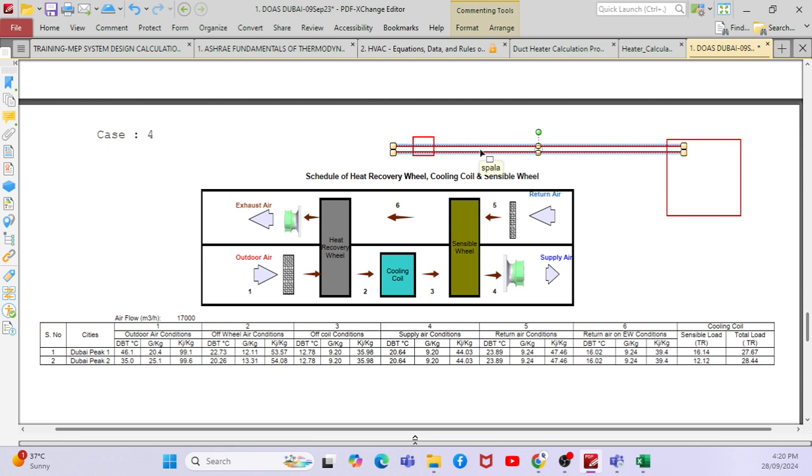See, there are two types of duct heater available. One is inside the equipment. You can fix it on the equipment itself, because sometimes FHU comes with the heater or humidifier, or AHU comes with the heater or humidifier. So that is the equipment mounted duct heater.